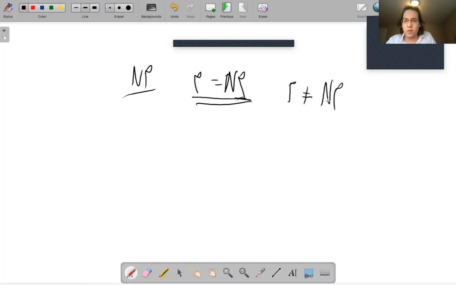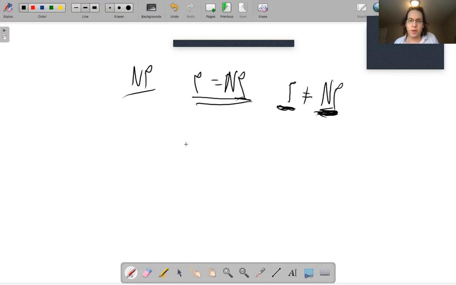Because NP contains sort of fully general puzzles, anything you can verify quickly. But just because you can verify something quickly, it doesn't seem to imply that you should be able to solve it quickly, right? Just because you can check a solution quickly, which means you're in NP, it would be counterintuitive if that automatically meant you can find a solution quickly or solve it quickly.